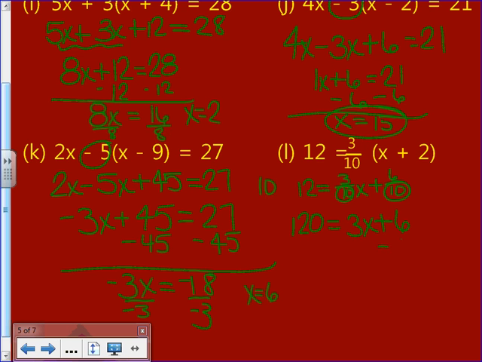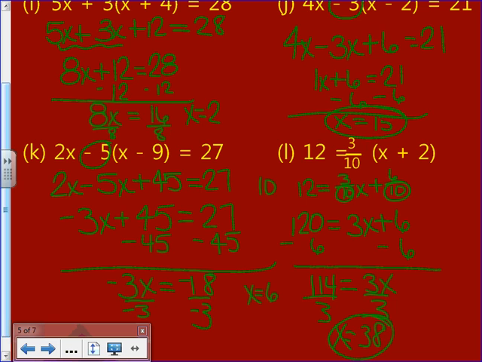Subtract 6. Subtract 6. 114 equals 3x. Divide by 3. x equals 38.